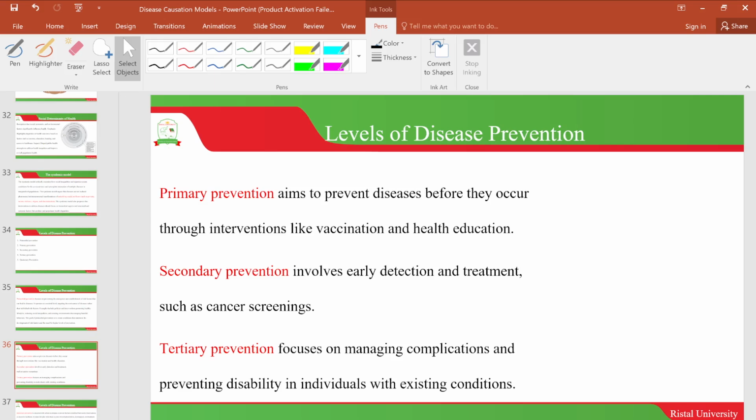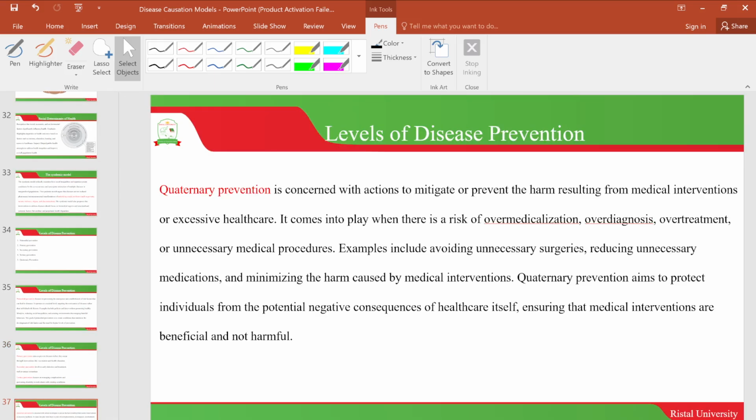Tertiary, this is basically about focusing on managing the complications of a particular disease. It means that the disease has already progressed, and therefore it's about rehabilitating the individuals so that they can still live with some good quality of life even with their condition. And then the last one, the quaternary prevention. These are measures that are aimed at preventing harm resulting from medical interventions or excessive care.